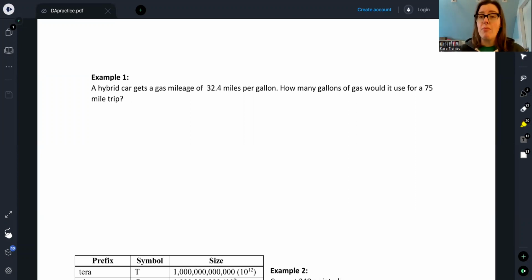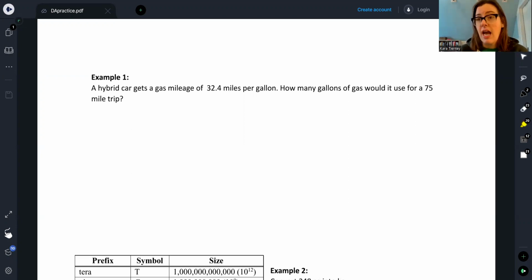So let me show you how my brain picks apart these problems and also how it applies to the dimensional analysis problems for chemistry class. So in this problem, we're given two numbers. We're given 32.4 and 75. The key of knowing how to start this off is looking for things that can be useful.